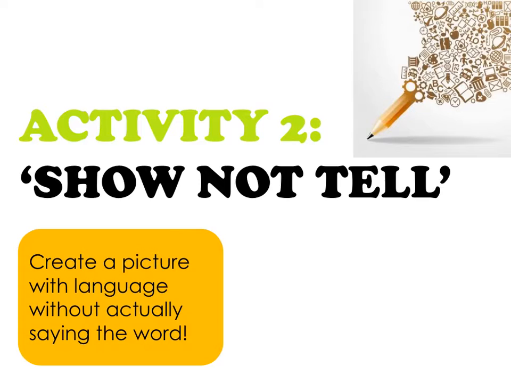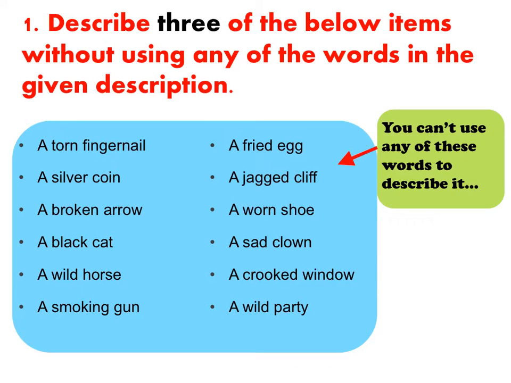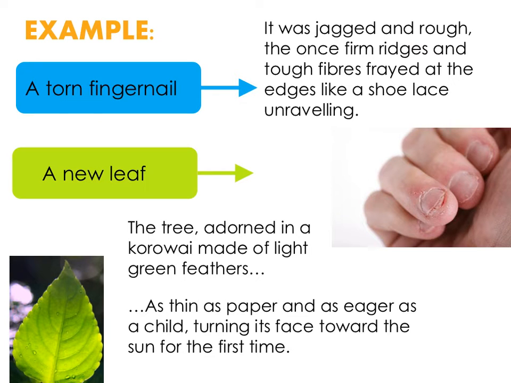Then you've got activity 2, show, not tell, creating a picture with language without actually saying the word. For this one, you're going to choose 3 of those things below to describe. But to describe it, you can't say the word itself. So you can't say an egg, you have to describe it using language. This slide here has an example of what you need to do.